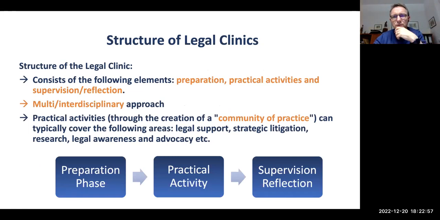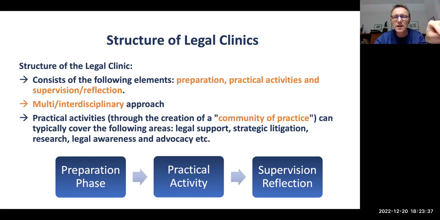First of all, you have a preparation period, then a practical activity period, and a supervision reflection period. All those clinics that I know, whether they're students run or academically run, do exactly the same. So that you train with different aspects, how to interview clients, how to have knowledge about migration, asylum law, for example. And then as soon as they are trained, or while they're trained, they start to practice and provide legal support to migrants and asylum seekers.